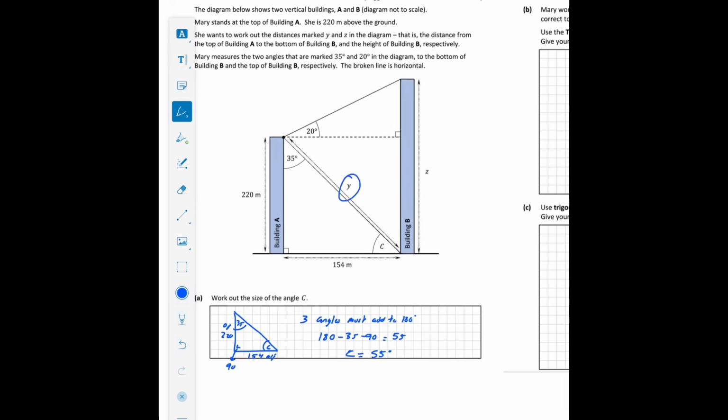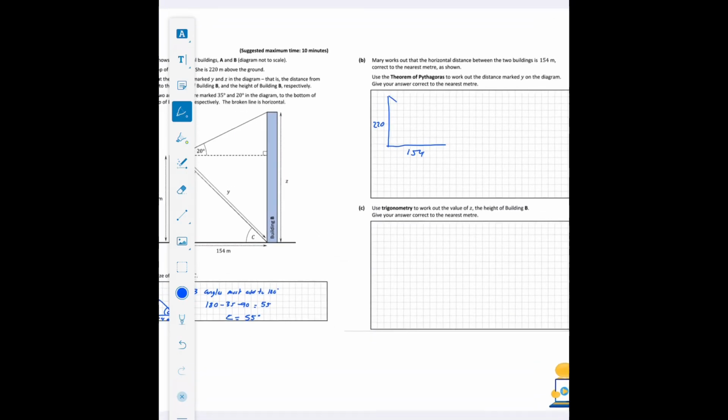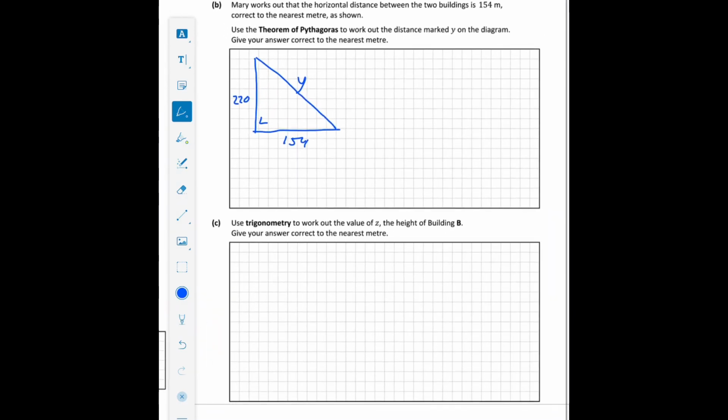So we're going to draw out this triangle again, this is the side we're looking for. We have one side here, which is 220 meters. We have the bottom, which is 154 meters. And we have our Y here. And this is my right angle. They told us to use Pythagoras. We should be able to figure that out anyway, just in case they didn't in a question.